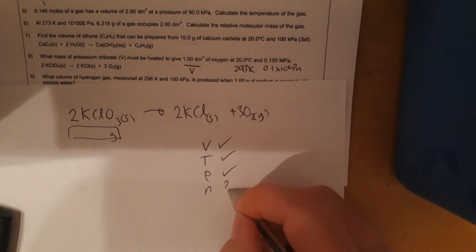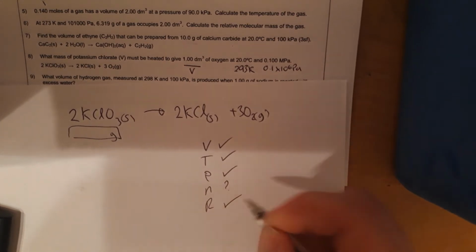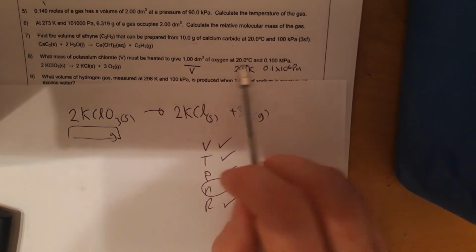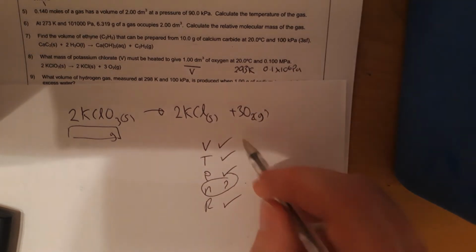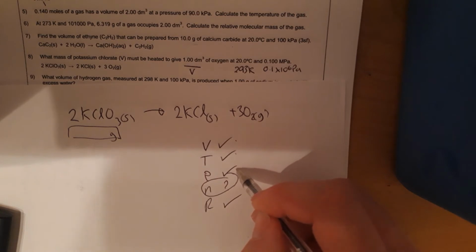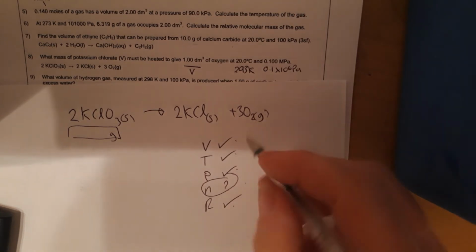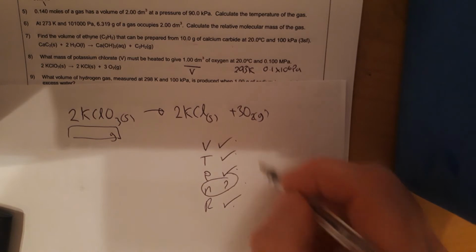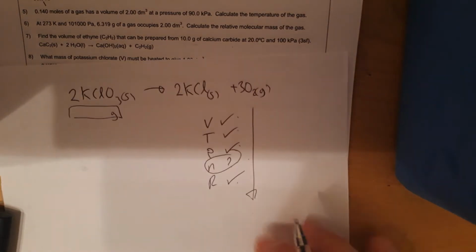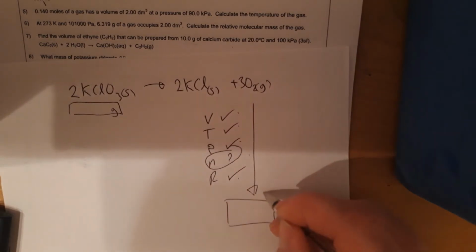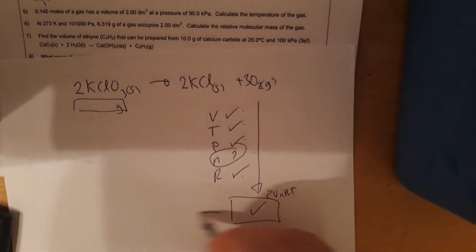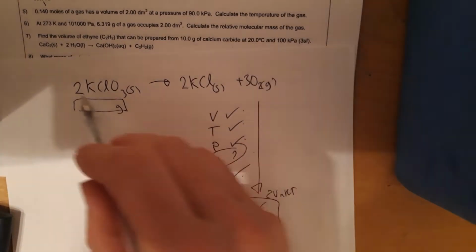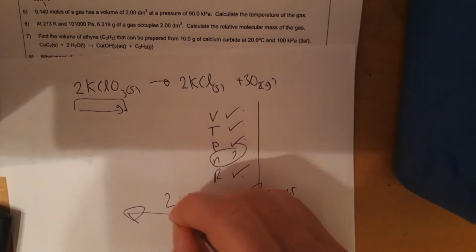I don't know n, but I do know R. There's enough information in the question to work out n, because they're giving me a volume, a temperature and pressure. Just need to watch the units. R is always 8.31. So you could work out moles of oxygen, which is this, using PV equals nRT. Then you can go backwards across here. 3 of these makes 2 of these, so a 3-to-2 ratio.